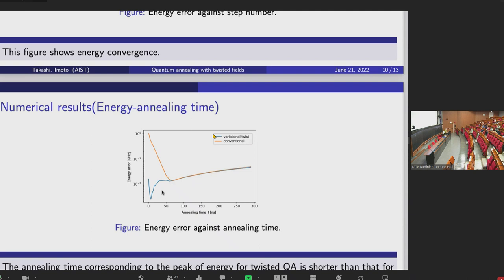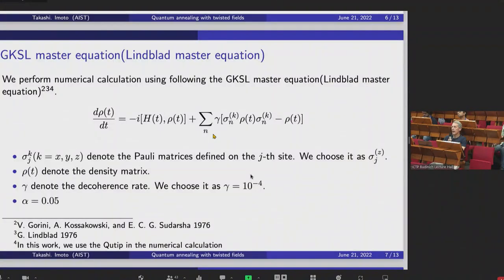Other questions? Daniel. Could you go to the slide where you define the Lindblad master equation model? This one? Yes, and now could you explain why the twist can overcome or cancel this decoherence?